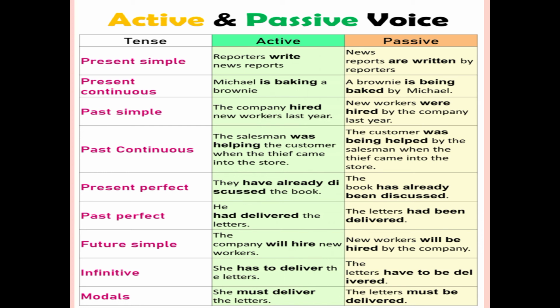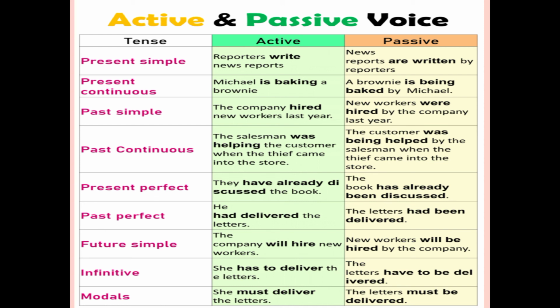So if it is a case of present continuous, we have to use being after the helping verb, and if it is a case of perfect, then we have to add been. Now come to the future simple. In the future simple you can see what we are adding: we are adding be, after the helping verb. The third form will remain as it is, object becomes subject and subject becomes object. In this way: the company will hire new workers, so the new workers will be hired by the company.